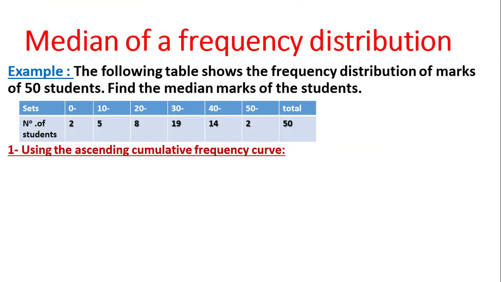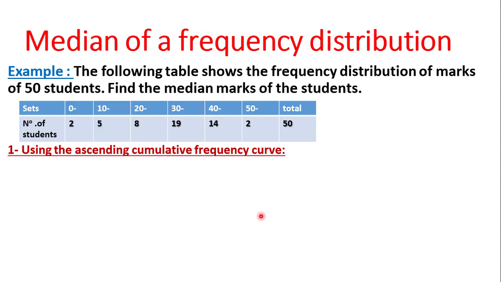What about if you have a frequency table? If you have a frequency distribution, in this case, we will form an ascending cumulative table. Then we will draw the ascending cumulative curve, and then we can get the median. Let's take this example. The following table shows the frequency distribution of marks of 50 students. Find the median marks of the students.